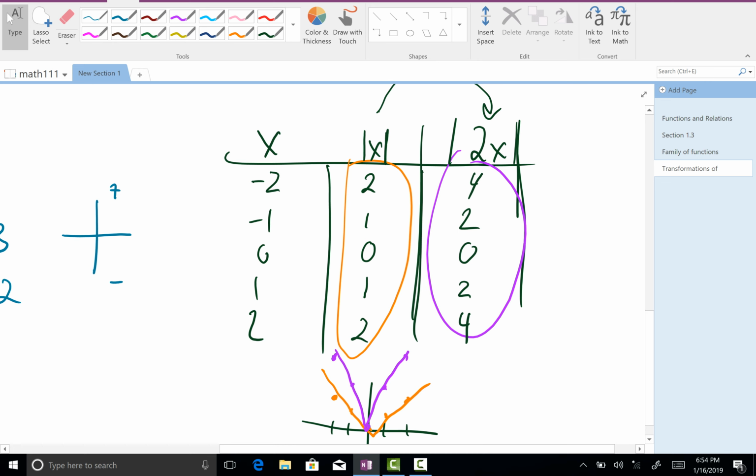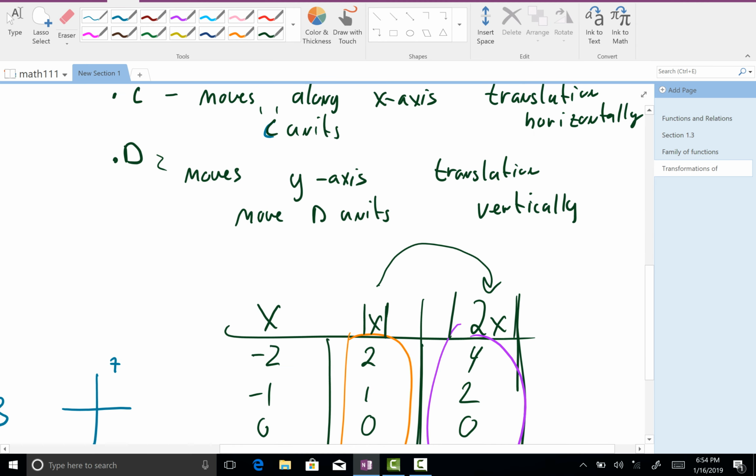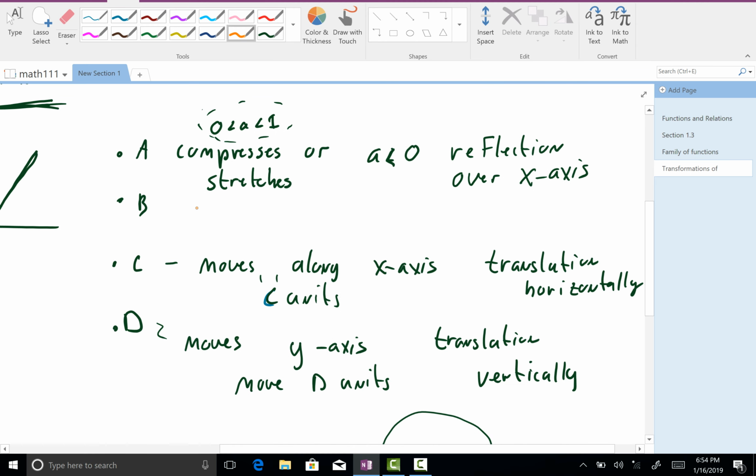And it's pretty hard to see it. In most cases, it's hard to see what B does, but it is a stretch in the horizontal. All right? So there are our transformations right there. Okay, and these work for any function.